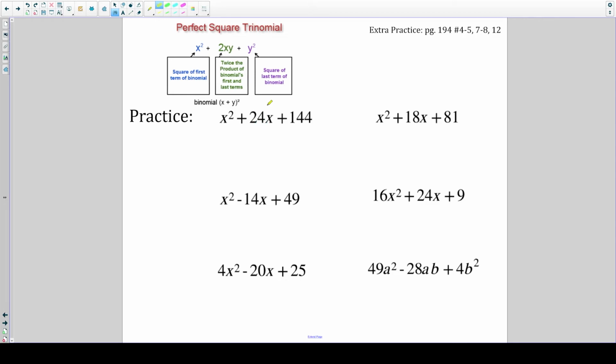So with our first example, we've got x squared plus 24x plus 144. We can ask ourselves, is x squared a perfect square? Yes, it is. And is our last term a perfect square? Yes, it is. So what we can do here is create our two factors.